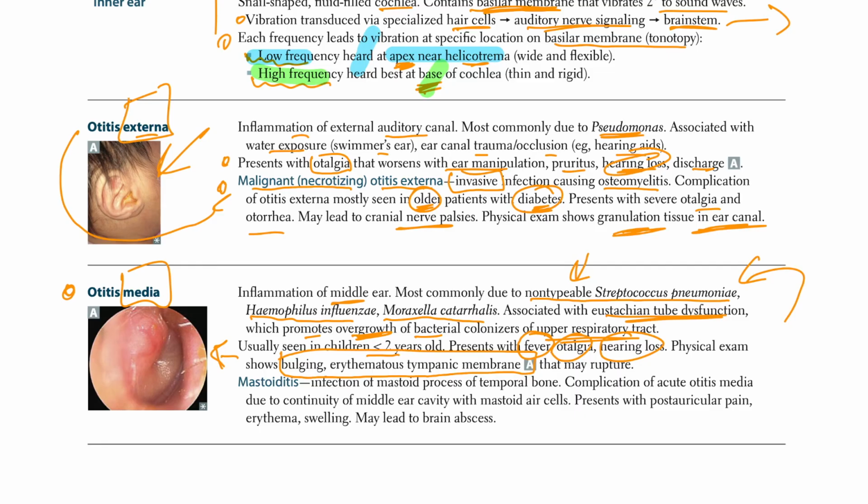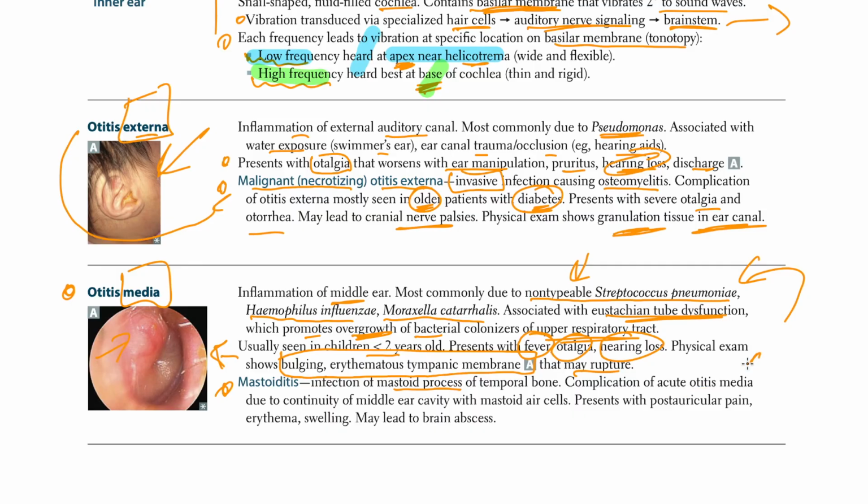First of all, you're going to see bulging erythematous redness of the tympanic membrane. Okay. And that may rupture. The complication here is mastoiditis, which is infection of the mastoid process of the temporal bone. Complication of acute otitis media.